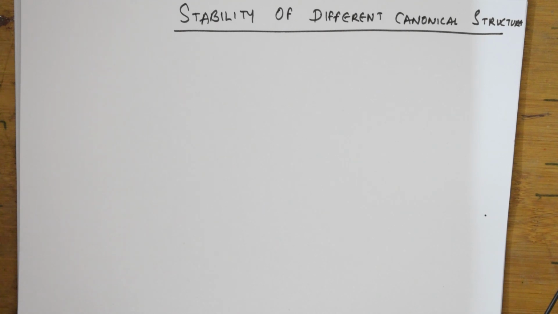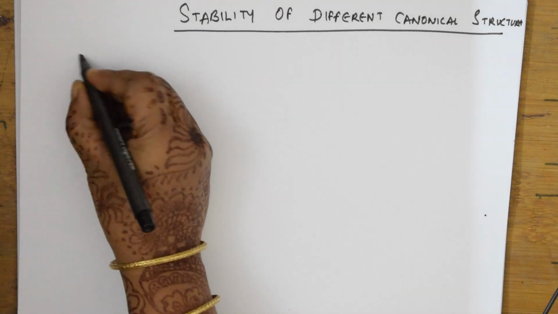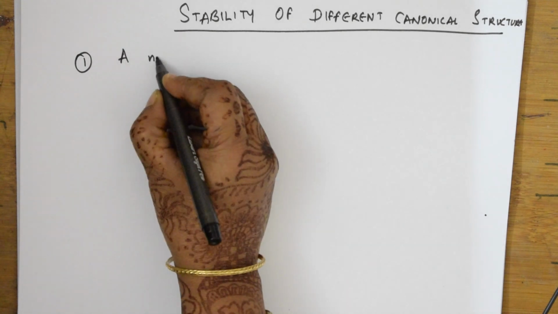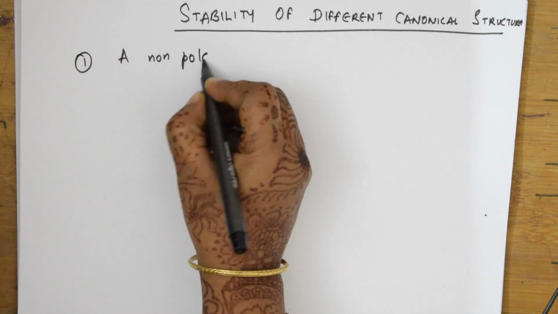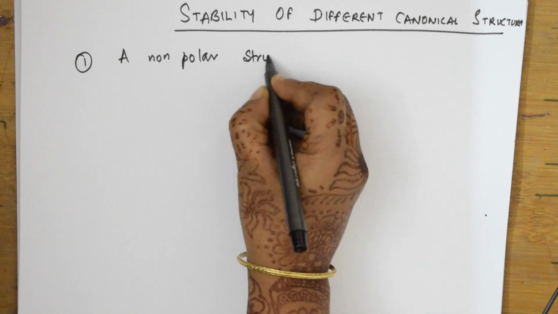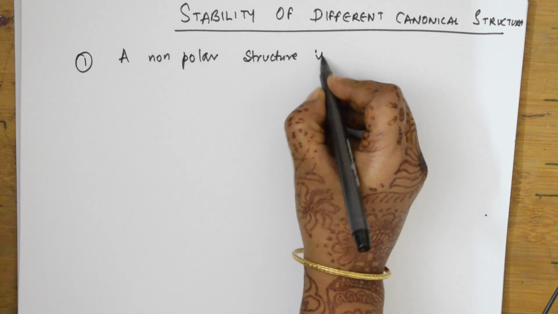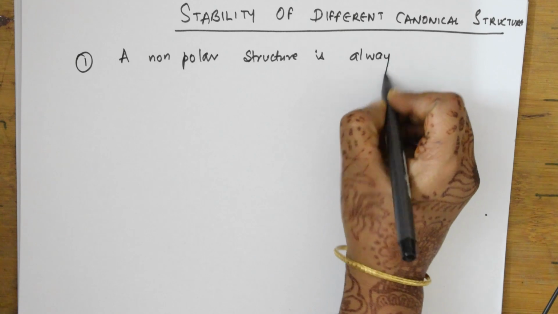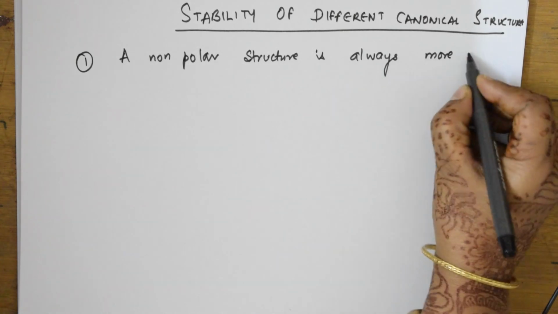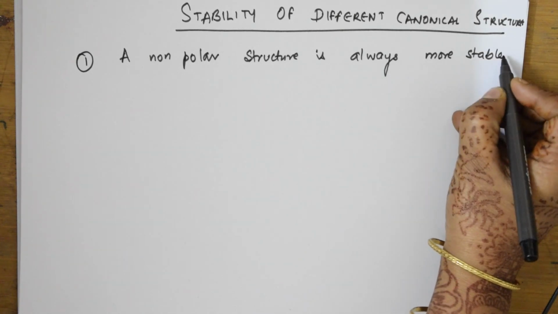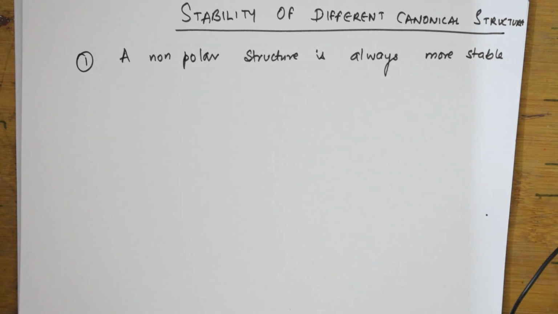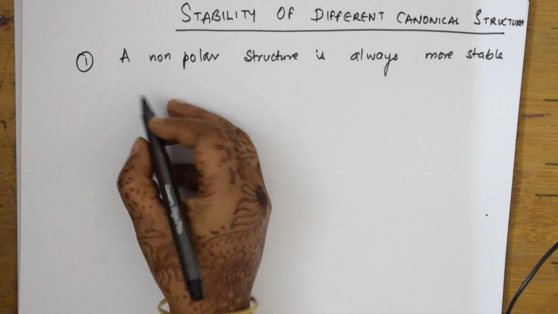Suppose I take a non-polar structure. A non-polar structure is always more stable than a polar structure. Remember that. First important thing: a non-polar structure is always more stable than a polar structure.